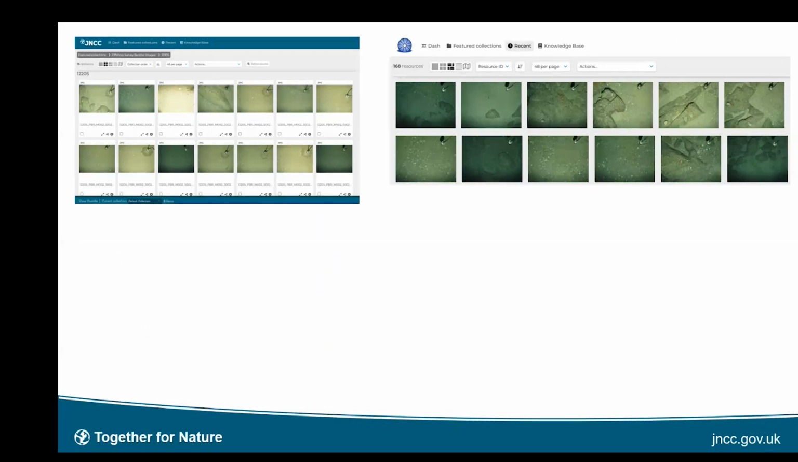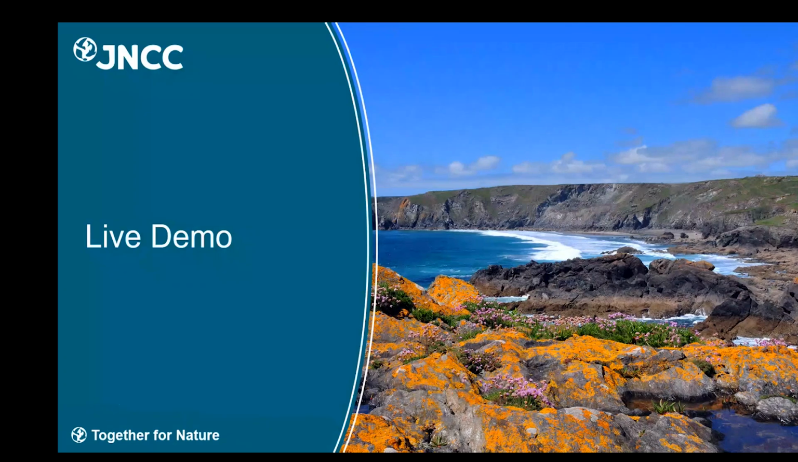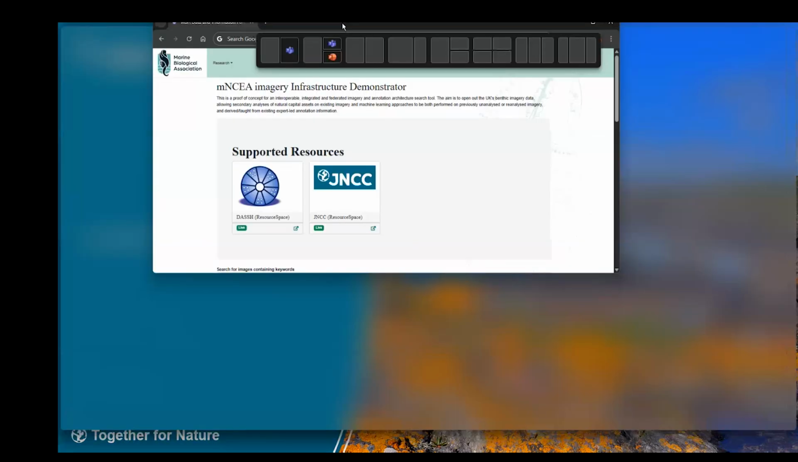So in this little diagram, on the left is the JNCC resource space available online, and on the right is the Dash resource space with our images for this project visible. And our image broker service basically has the database of annotations which you can search through, and then it will find the associated image and then deliver that to you, which I will attempt to demonstrate live.